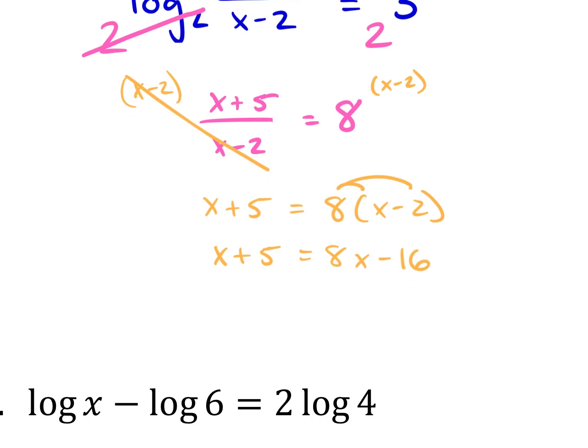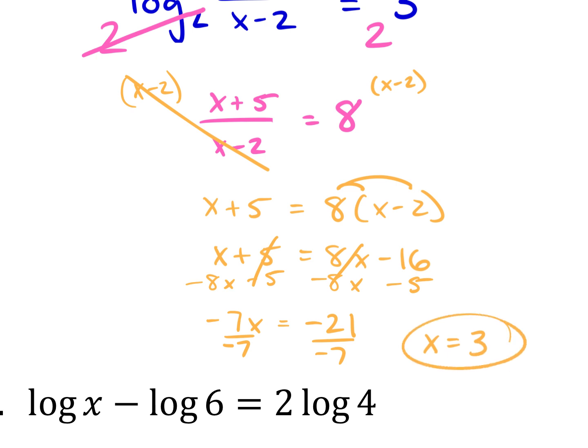Then we can combine our like terms. So I'm going to subtract 8x and subtract 5. So negative 7x equals negative 21. Divide both sides by negative 7. x equals 3. Now with your log questions, you always want to double check your answer.